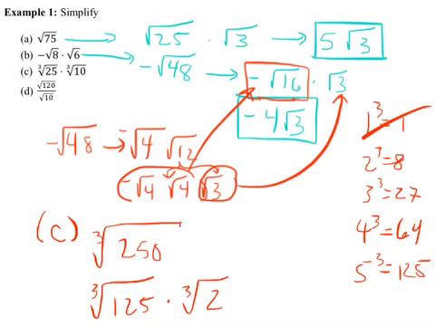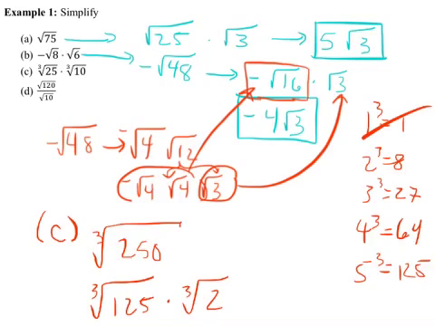8 times 30 gives me 240, leaving behind 10. 10 is not divisible by 8 evenly. You'll get 1 remainder 2. So you can tell right away. You can try them in your calculator. 250 divided by 27 doesn't come out to give me a whole number answer. 250 divided by 64 won't come out to give you a whole number answer. But 250 divided by 125 surely does.